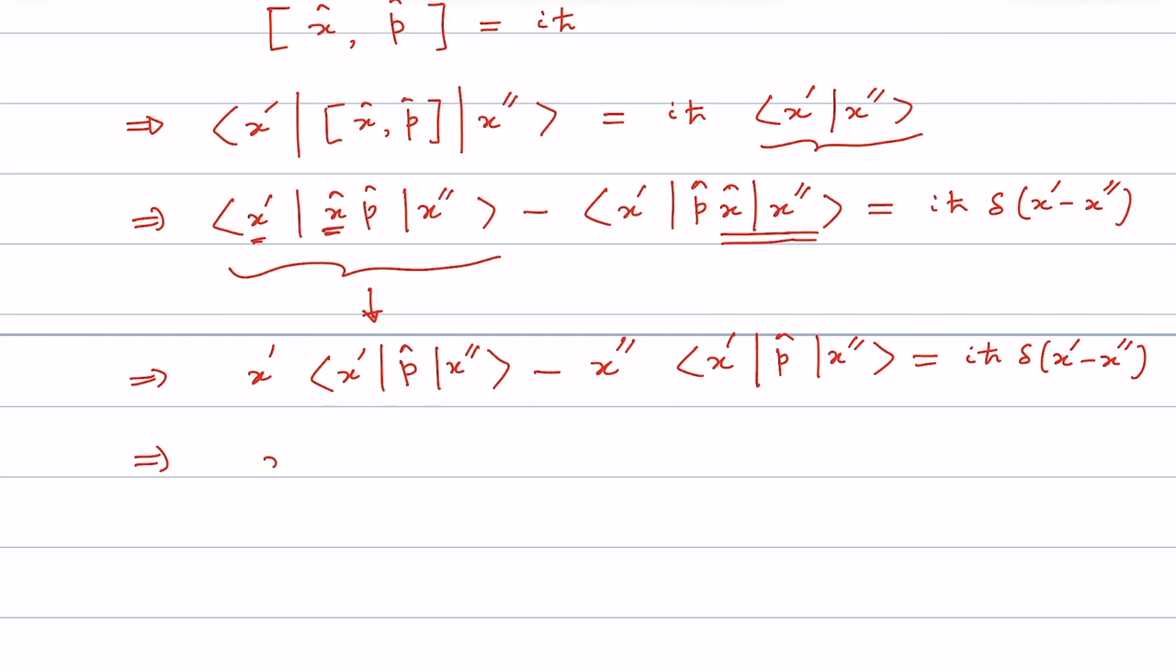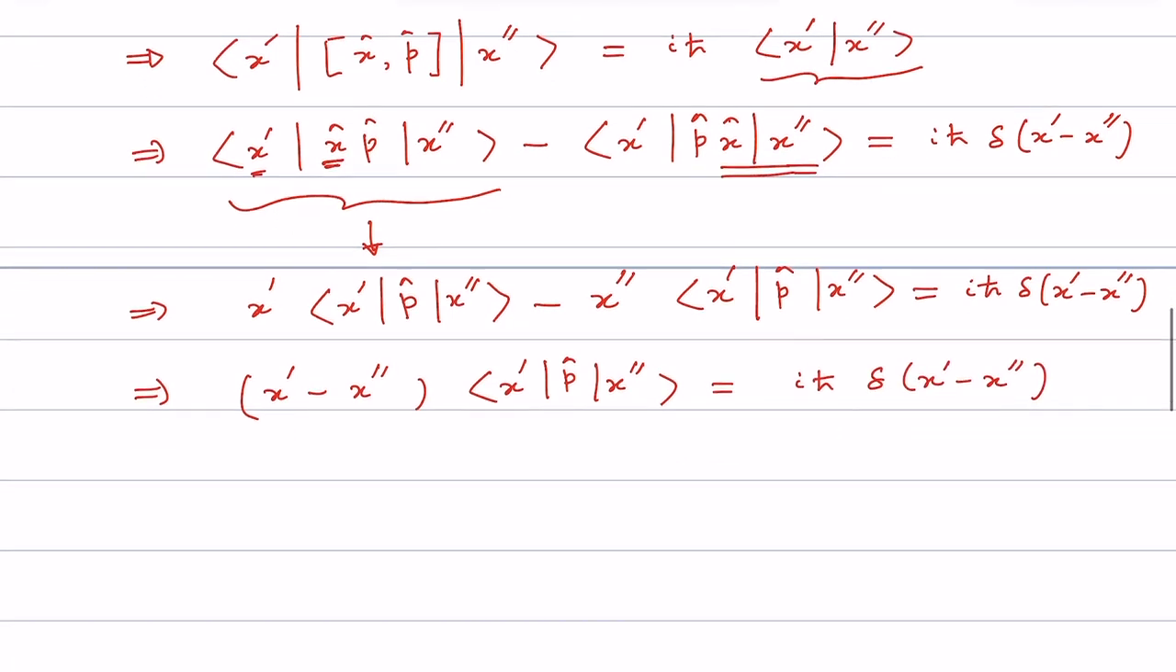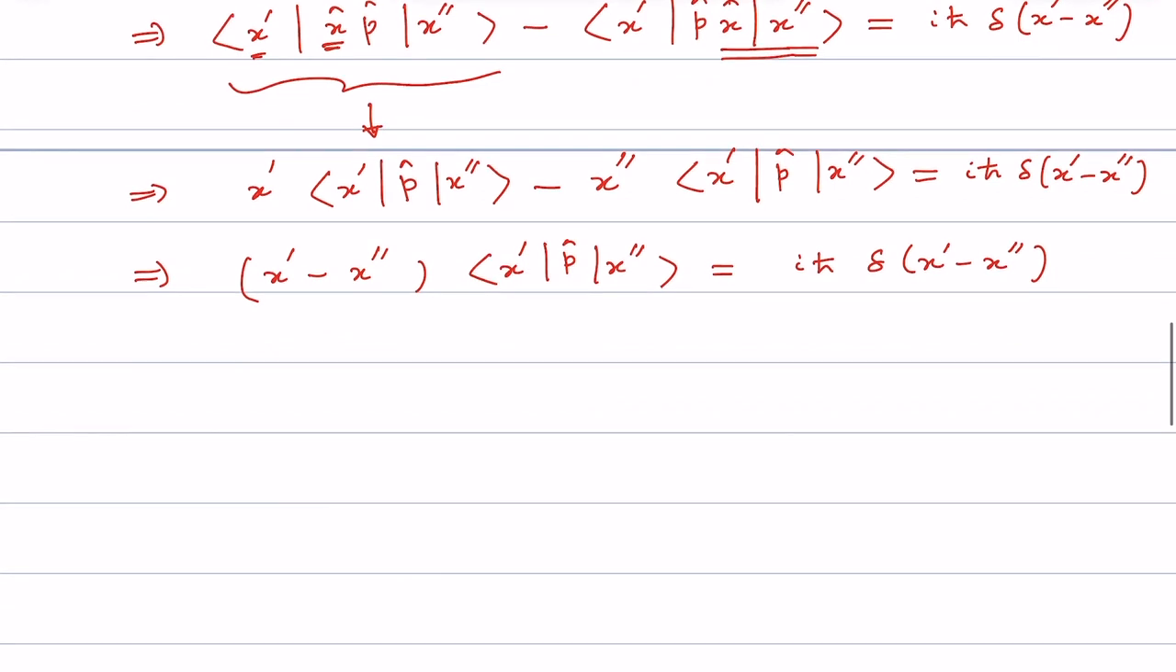And from here I can take x dash minus x double dash to this side, and this would be my common expression: (x dash minus x double dash) <x dash|p|x double dash> is equal to i h cross delta of x dash minus x double dash. Alright, so this is an important expression I have here.